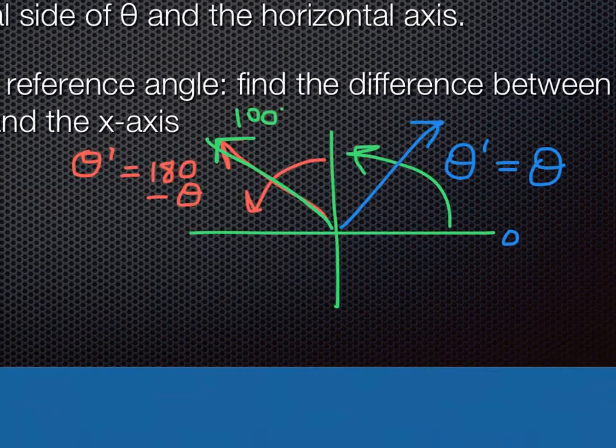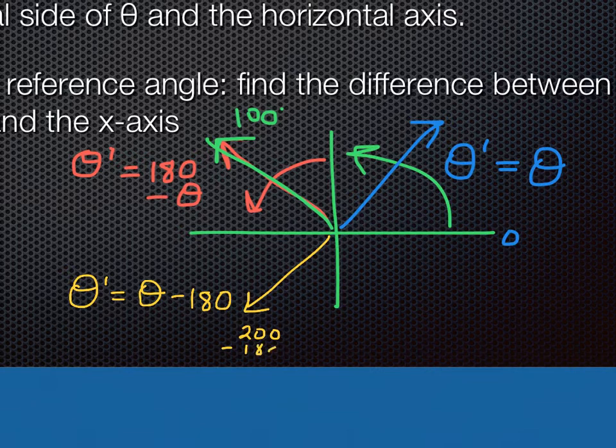In the third quadrant, anything over here, the reference angle is found by doing theta minus 180. So you just reverse that. So in this case, if I had something like 200, I would do 200 minus 180, and my reference angle would be 20 degrees.